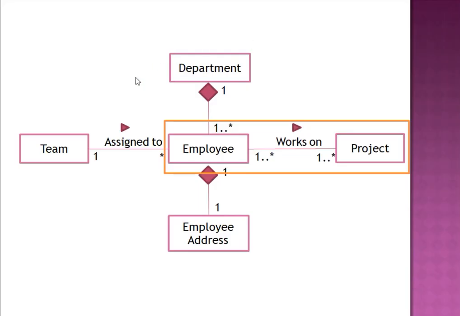Again, the same case study I'm going to consider here, and this time we are going to focus on these two entities, that is employee and project. As you know, many employees can work on many projects. This particular relationship, we are going to implement using Fluent API. So let us understand it in more detail.